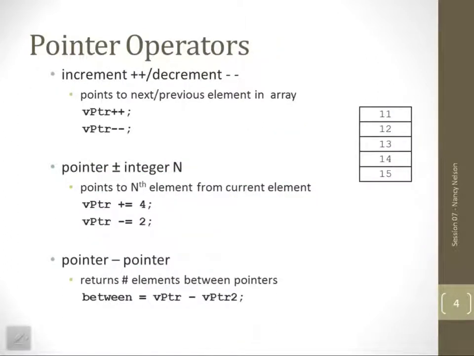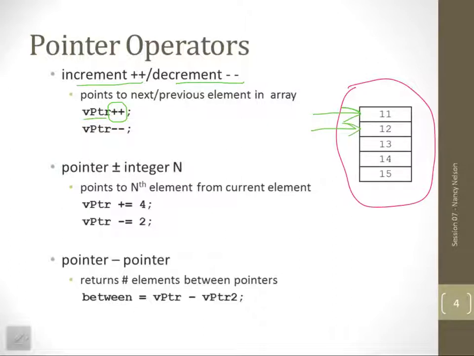It's very common for us to use pointers when we're working with arrays, and you can see we have a very small array here. It's got 5 elements in it, and we have specific pointer operators that make that job easy. So the first of those is our increment and decrement operators. So we can see here that we've got a pointer called v pointer, v for vector, and here it's saying vector pointer plus plus. What that means is if my pointer is here and I do vector pointer plus plus, it will move to point to the next element.